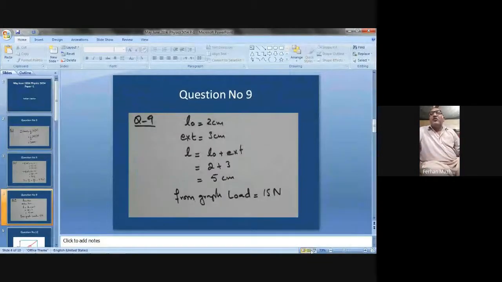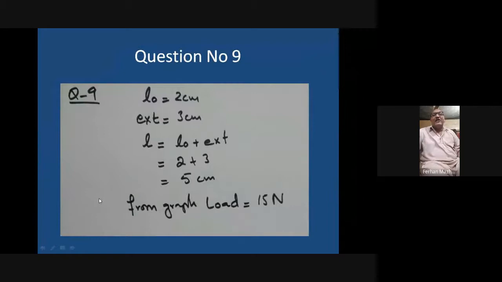Okay. So from the graph, I can tell you the unstretched length when there is no load. When the load is 0, the length is called unstretched length, L naught. So from the graph, I can tell that L naught is 2 centimeters. Extension given in the question is 3 centimeters. So the stretched length, the length when the load is hanging, is L naught plus the extension. So L naught is 2, extension is 3, so the stretched length will be 5 centimeters.